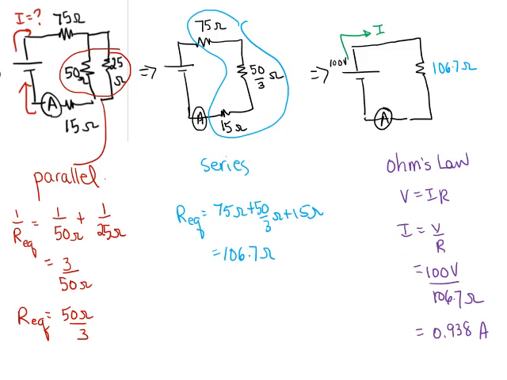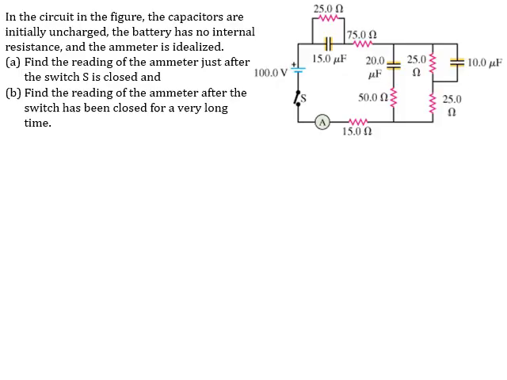For part B, we want to find the current after that switch has been closed by a long time. Let's work on part B now. What is the reading of the ammeter after the switch has been closed for a very long time? So what does it mean if the switch has been closed for a very long time? After a long time, the capacitor is fully charged. Every capacitor is fully charged.